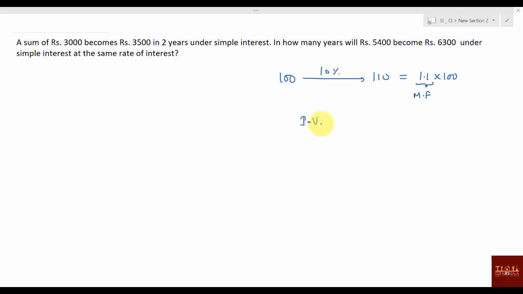If you remember, I told you the multiplying factor will be final value by initial value. You can check here also. 110 divided by 100 is what? 1.1. That's how you are getting the multiplying factor, right?